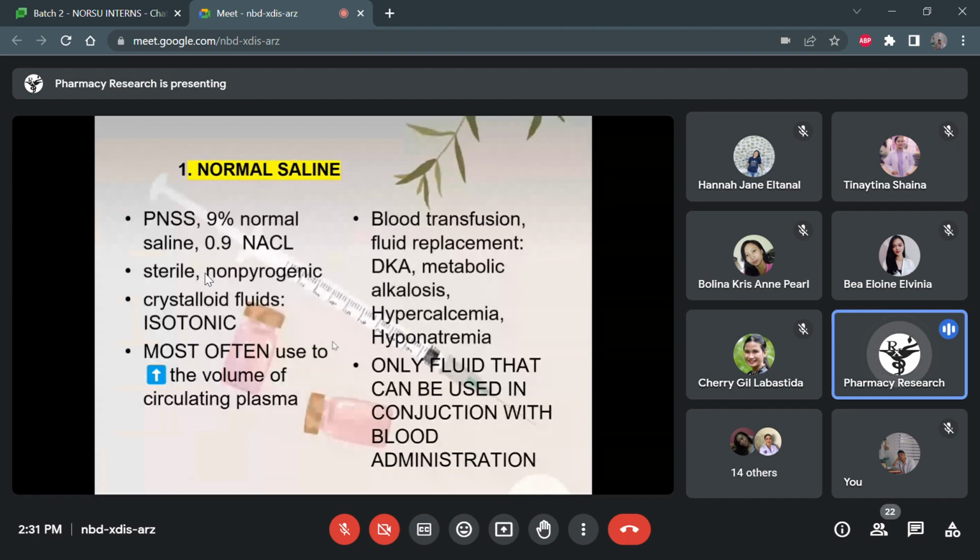Half normal saline is hypotonic. An example is 45% normal saline or 0.45 sodium chloride. What we have is D5 45, color violet.